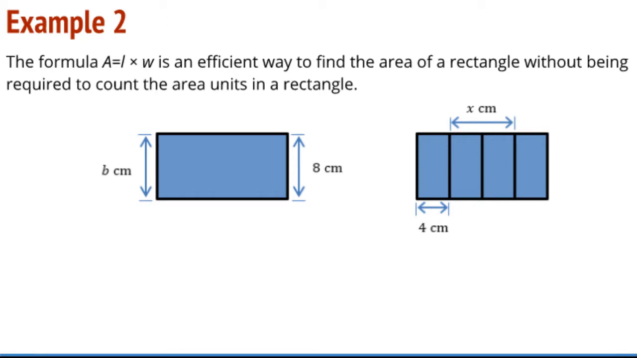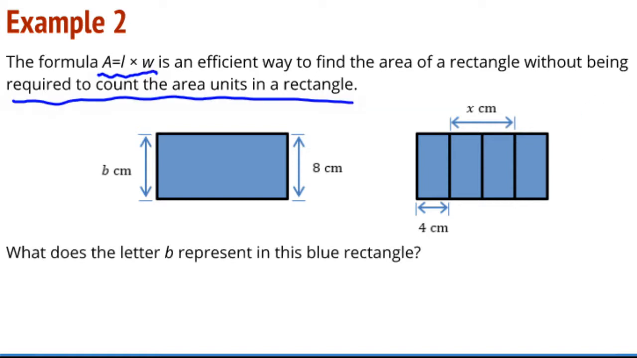All right, let's take a look at a second example. We're going to move away from squares and look at rectangles. The formula for a rectangle is the area is equal to the length times the width. It's a nice, easy way to find the area of a rectangle. And we don't have to count the squares when we have the formula, things that I appreciate.